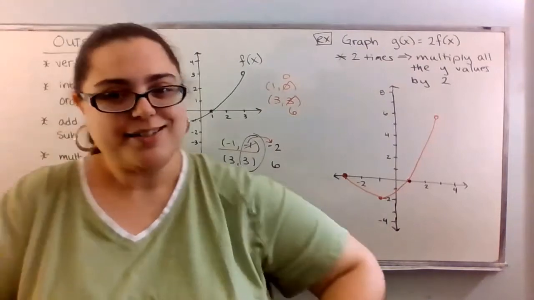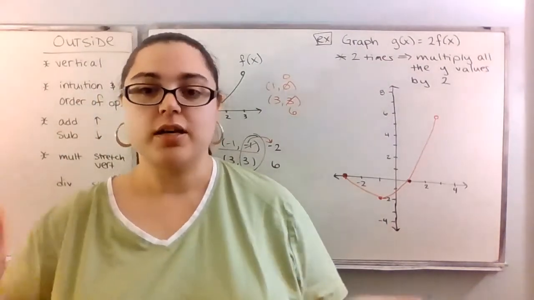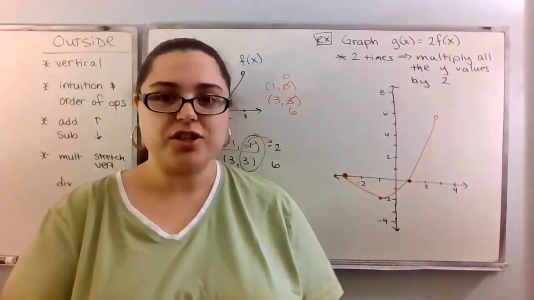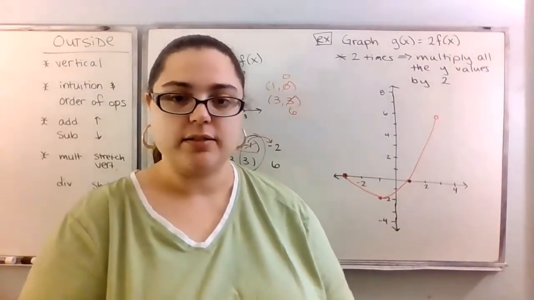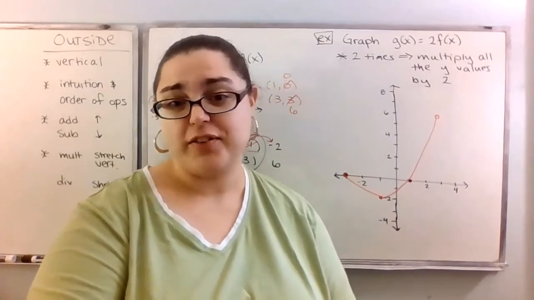So we got one more example of outside transformations. So what happens if we have both a shift and a stretch? How does that impact our graph? So let's find out.